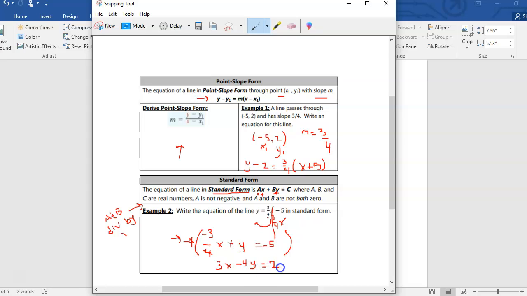equals positive 20. And now if I look at this, this is in standard form, all right? I have real numbers, they're divisible by 1, so there are no fractions, and my a is positive. This is how we get standard form.